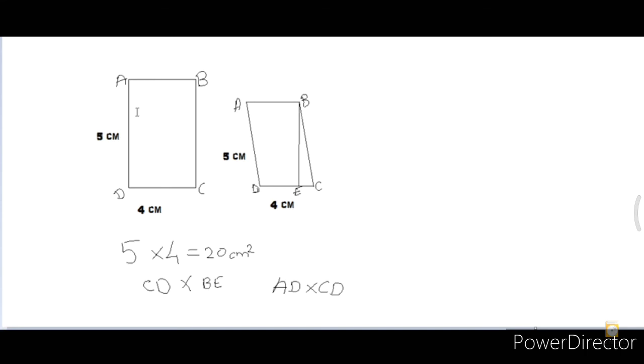Here you can easily see that AD is greater than BE, which tells us that AD into CD would be greater than CD into BE. Therefore, the area of this rectangle will be greater than the area of this parallelogram, even though both have the same perimeter.